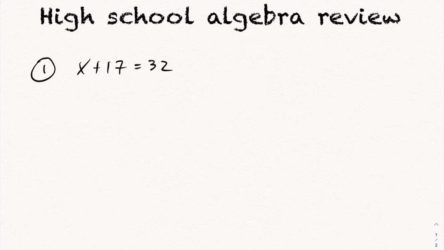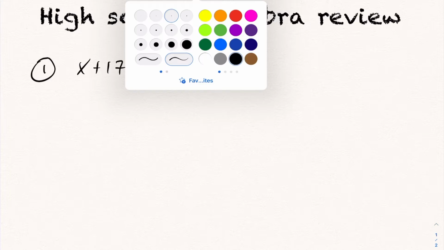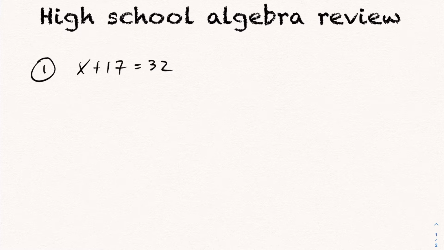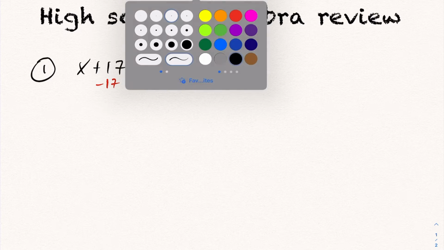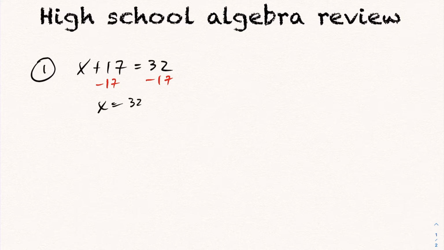All right, so for this first one here, again, we're solving for x. Basic question. You want to get rid of that positive 17, so you're going to have to subtract 17 on both sides of the equation. In which case here we get x is 32 minus 17, and then x comes out to be 15. Okay, let's try another.